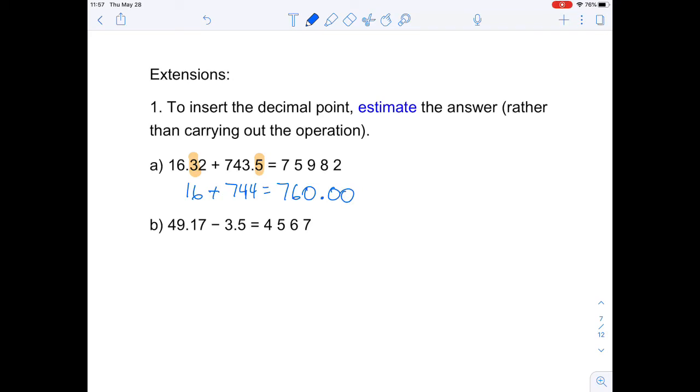So where would be the most reasonable place to put the decimal? Well, it would be right here, because that would be the closest. If I put it here, for example, that would only be 75.9, and 75 is much different than 760.